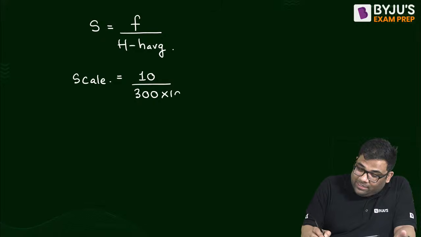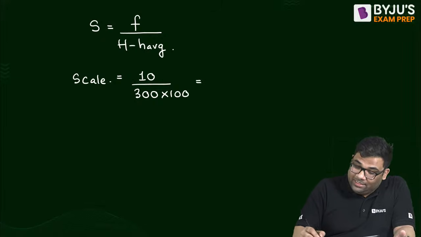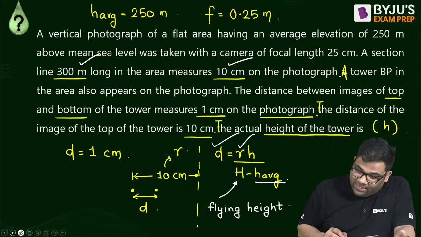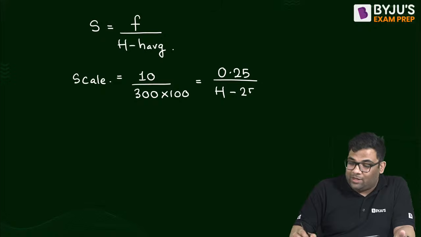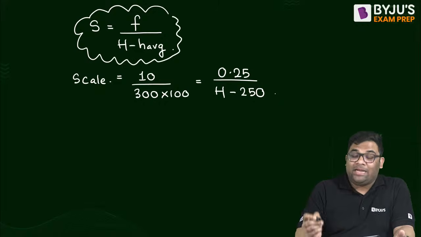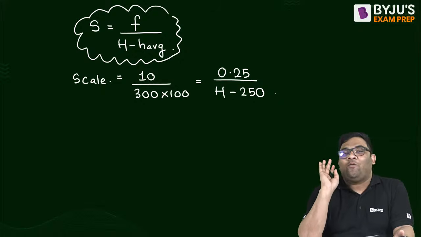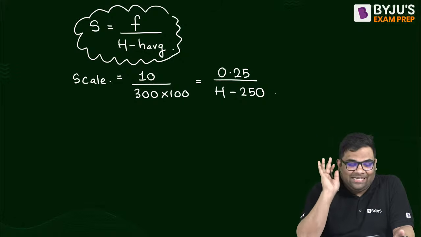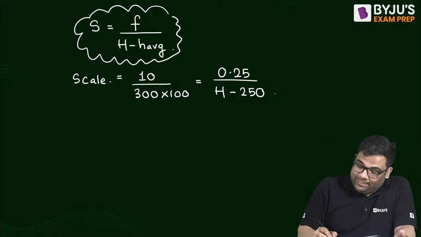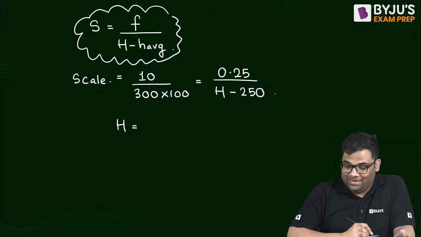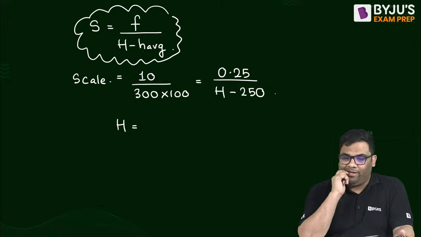So 300 into 100 centimeter. This is your scale, and this is equal to the focal length, that is 0.25 divided by H minus h average. Tell me the flying height now. See, the scale is indirectly given to us, so I combined both the concepts of scale and relief displacement in this question, so that your entire thing is revised. Okay, so tell me what flying height you're getting? Previously used formula. Tell me what is the H here you're getting. I'm waiting for your flying height.